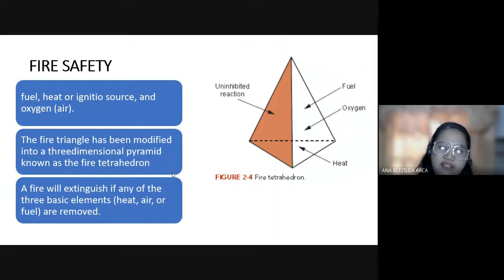Next is the fire safety. Now, for the fire safety, meron tayong tinatawag na fuel, heat, and ignition source for this one. So, para daw magkaroon ng apoy, dapat meron kang fuel, meron kang oxygen, and meron kang heat. This is what it says in the fire triangle. Now, bakit natin kailangan ang fire safety? Kasi class, tandaan nyo, you are being surrounded by chemicals and also by machine. Yung mga chemical na yan, yung mga machine na yan, pwede yan na mag-apoy na lang.